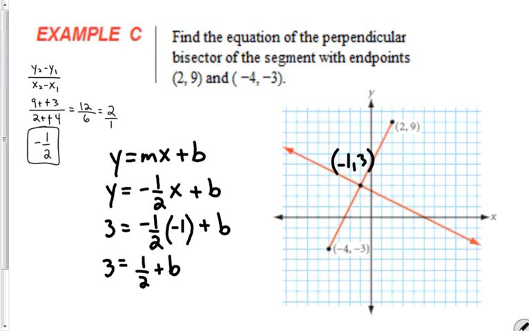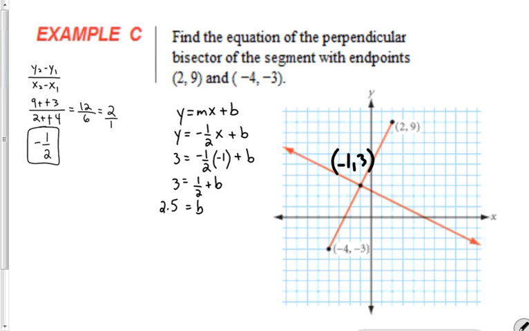And now in this case, I'm going to subtract 1/2 to the other side, and I'm going to get b equals 2.5. So it does end up that the graph, while it looks like 2.5, it indeed is 2.5. But better to be safe than sorry, right? We went through a process of calculating that y-intercept, so we know for sure that the y-intercept is 2.5.